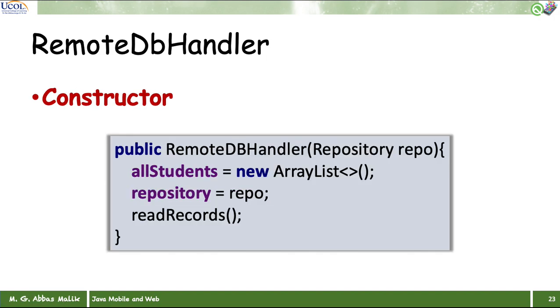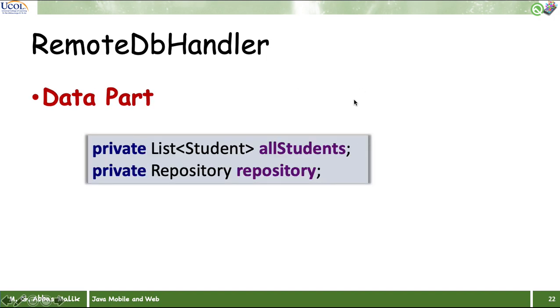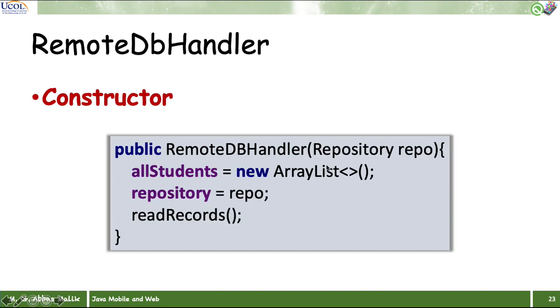We have the constructor, in which we have two data parts, all students and repository, and here we are going to initialize them. Repository is coming from the repository class itself, and we are going to assign it to the repository. Then all students is equal to a new array list, meaning an empty list which we are initializing into all students. And then we call read records. Read records is a method present in this remote database handler class, which we are going to discuss a little later, just after two slides.